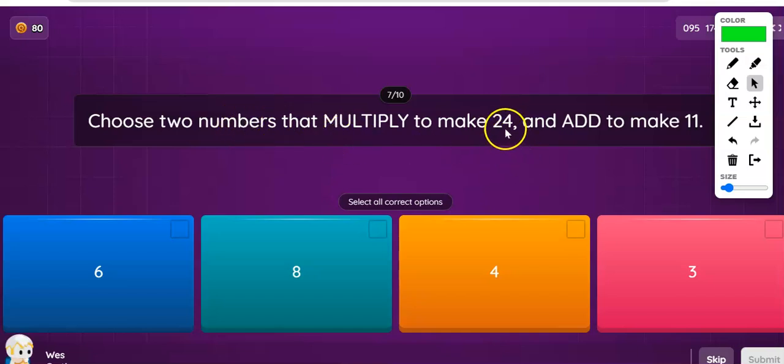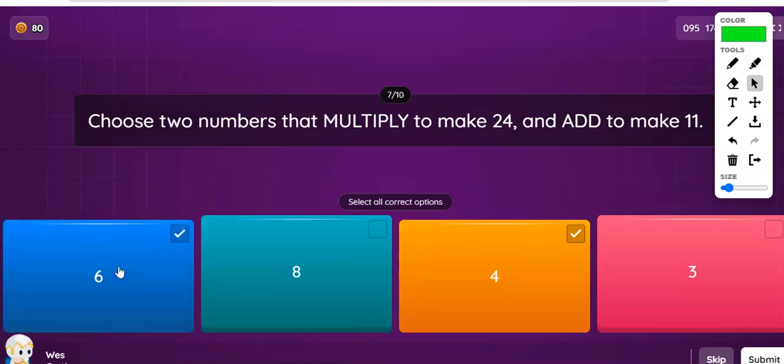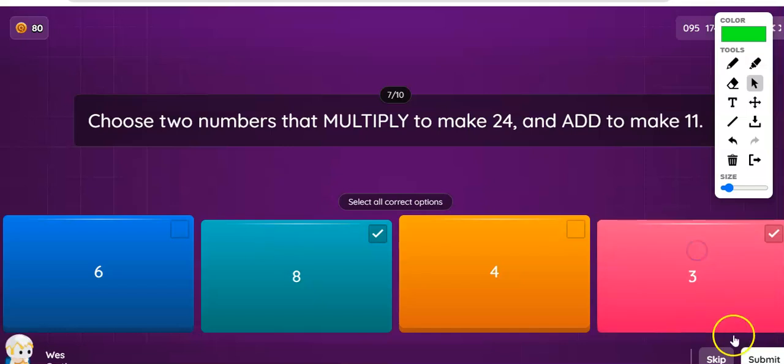Similar question, this time we got to make 24 and they got to add up to make 11. 6 and 4 would make 24, but they don't add up to 11. It's 8 and 3.